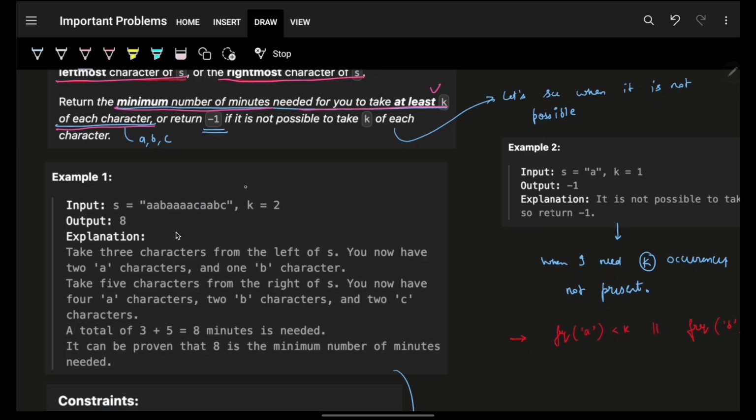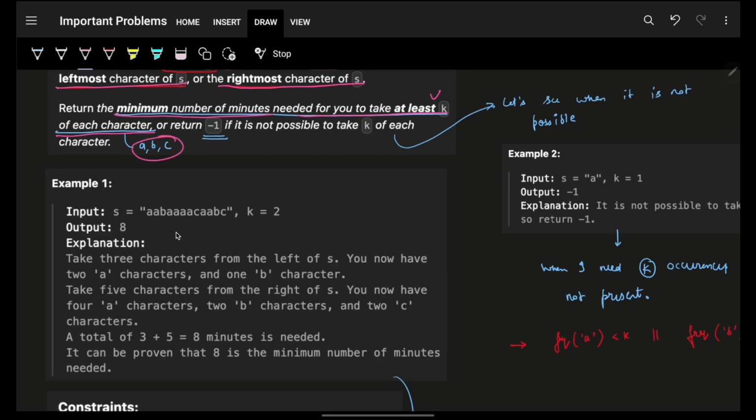So what is that minimum number of minutes needed to take at least K of each character, where each character is nothing but A, B, and C? In this example it says 8. The answer is starting 3 characters, ending 5 characters. With this I have A at least twice, B at least twice, and C also at least twice. Thus, this is the minimum number of minutes I would have taken.